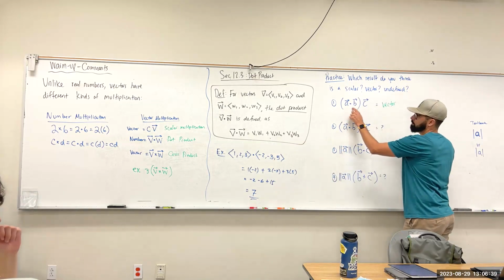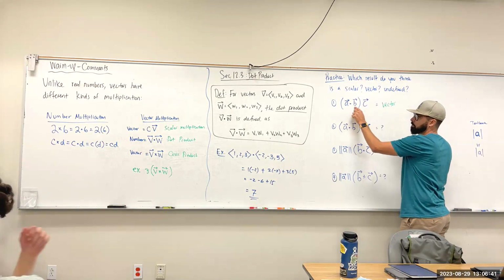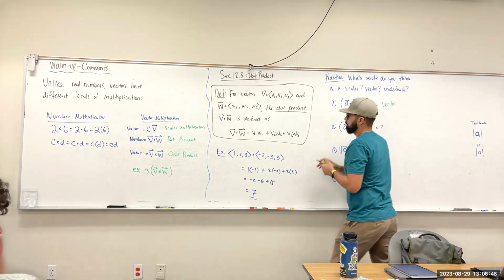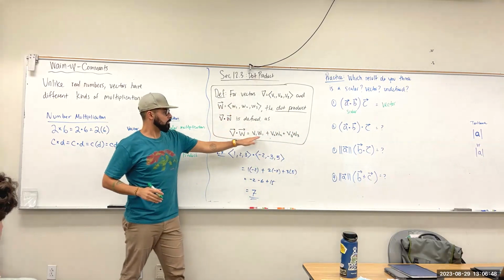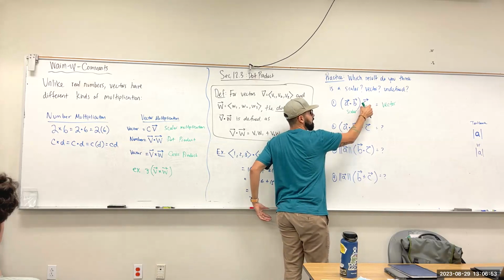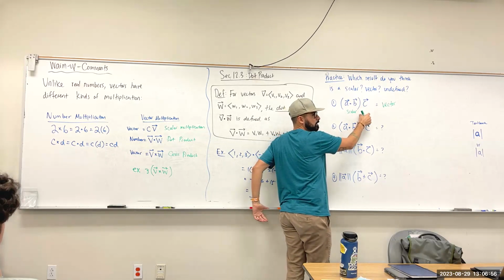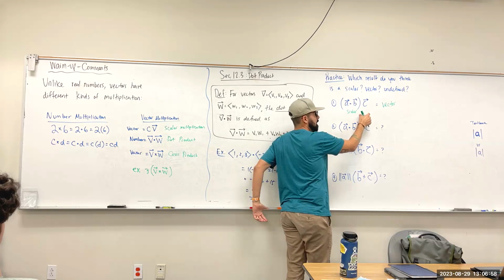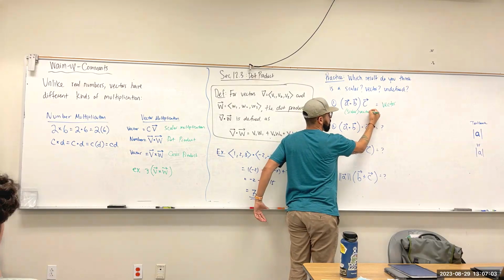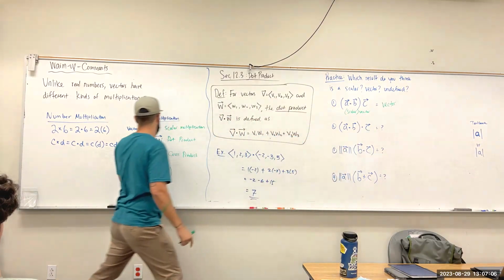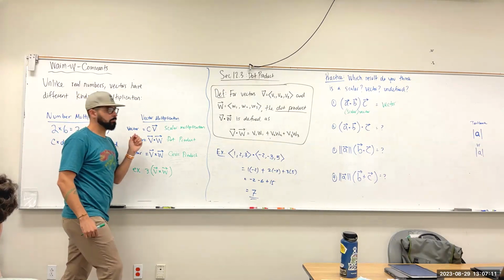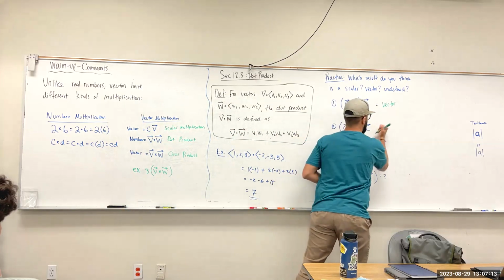What did you guys say this thing inside was? The result of this would be a what? A scalar. Because when you take the dot product, you're just going to get a number, right? And this scalar is doing what kind of multiplication with C? So what you have here is a scalar multiplying with a vector, and that we define to be scalar multiplication, which produces a vector.